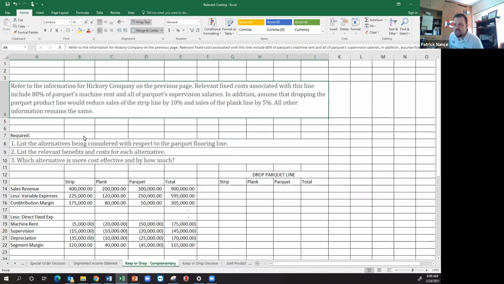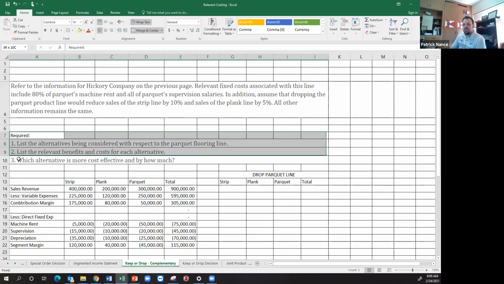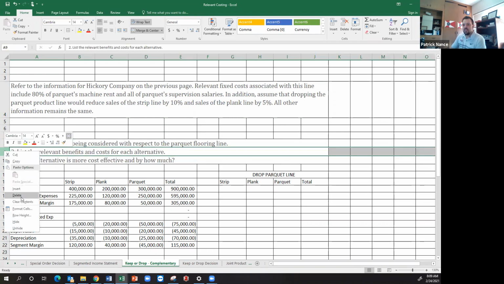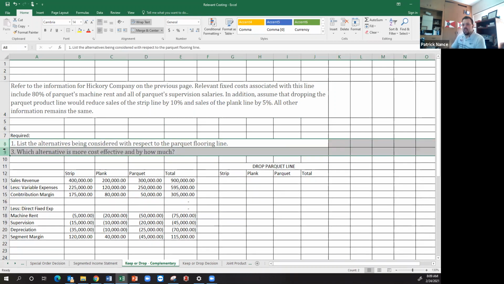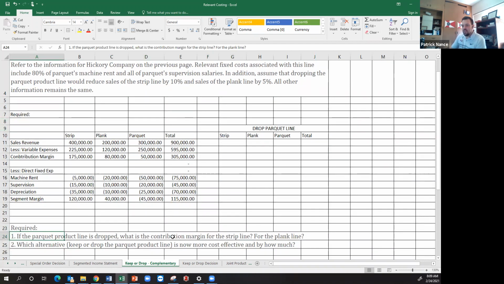So let's list the alternatives. Actually, I'm just going to do the complementary one. So we're going to get rid of this. I'm only going to do this one here. If the Parquet line is dropped, what is the contribution margin for the strip line? What is it for the plank line? Which alternative, keep or drop, is more cost effective and by how much?